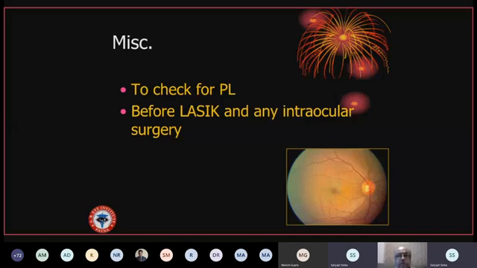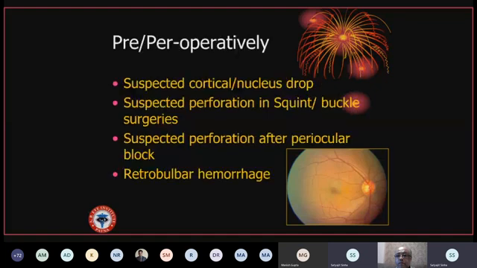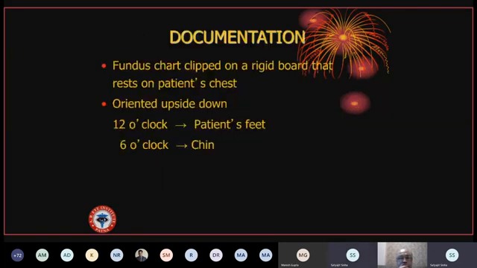Before LASIK and in any other intraocular surgery, you have to rule out lattices and other peripheral lesions. Pre- and peroperatively, if there's a suspected cortical or nucleus drop, or a suspected perforation in squint and buccal surgeries, or a suspected perforation after periocular block, you have to look for suprachoroidal hemorrhage, retinal detachments, or a retrobulbar hemorrhage.